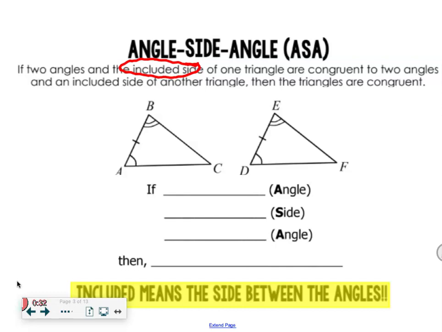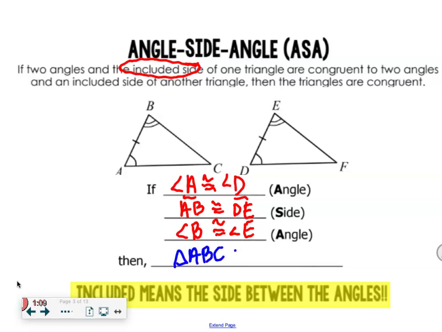And now it's the same old song and dance we've done for the last week. So angle A is congruent to what angle? D. What's our congruent side pair? AB to DE. Yep, AB is congruent to DE. And then our second angle pair, angle B is equal to E. It's just that now we can use a different shortcut, but it's literally the same. So if these things are true, then triangle ABC is congruent to triangle DEF.